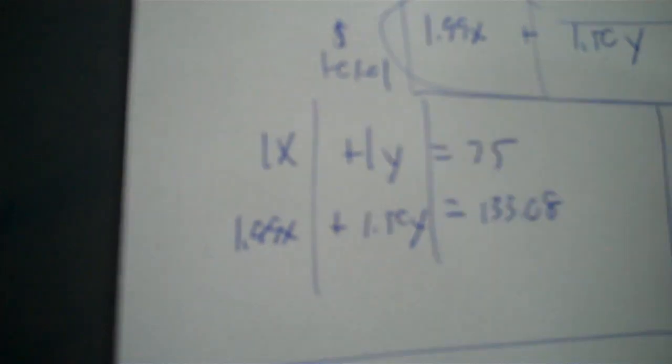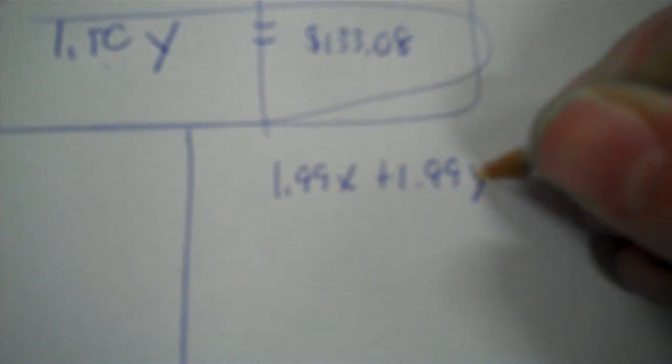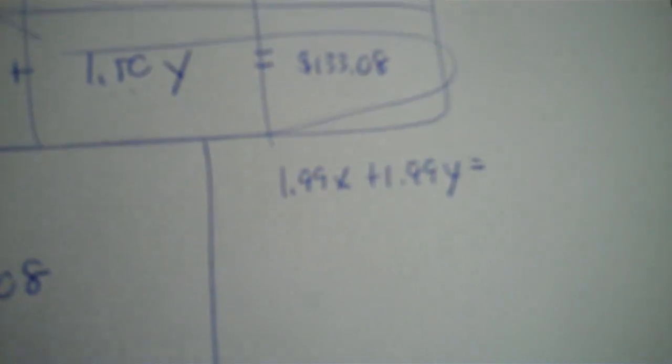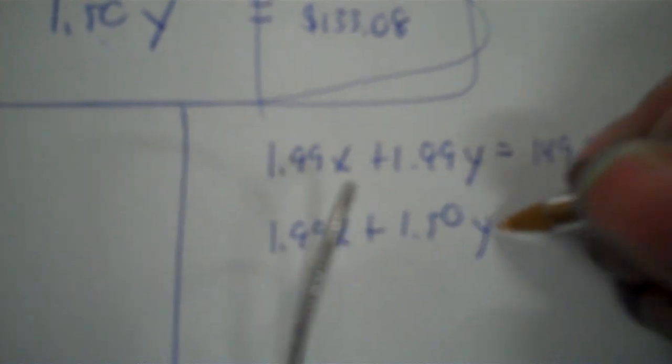Okay, now we need to use the elimination method, so we would multiply by 1.99 on top, and then multiply by 1 on the bottom. Okay, so 1.99x plus 1.99y, and then 1.99 times 75 gives me $149.25. Okay, now on the bottom we have 1.99x plus 1.50y equals 133.08.